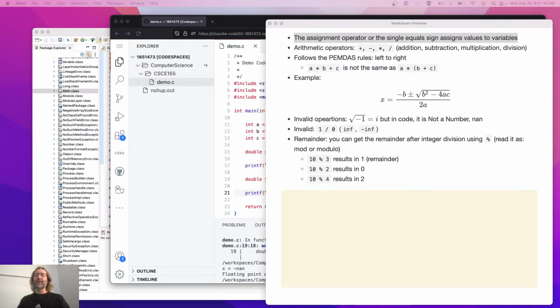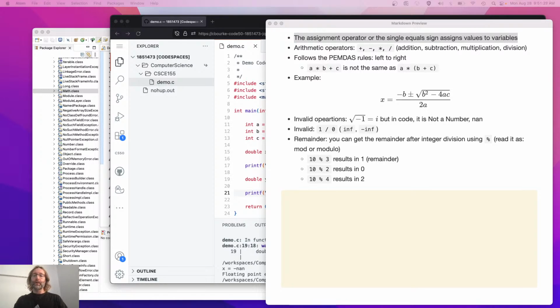Otherwise, you know, it eventually wraps back around, right? Mod 10 is going to have a remainder of 0. 10 mod 11 is going to have a remainder of 10 because 11 doesn't go into it at all, et cetera, et cetera. Okay? So those are remainders.